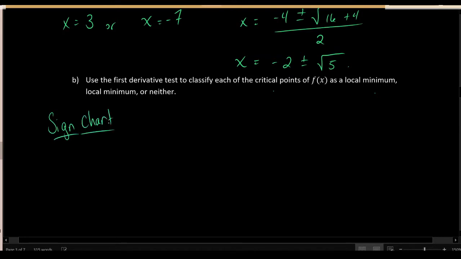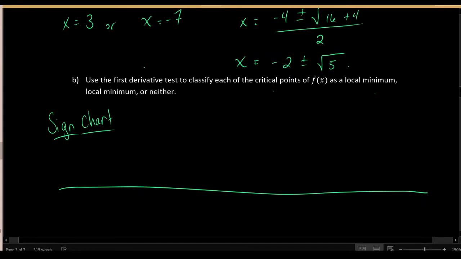When I'm using the first derivative test, my preference is to set up a sign chart. I'm going to create a chart, and what that's going to look like is it's going to start with a number line. And on the number line, I'm going to put all 4 of the critical points that we found in part A.